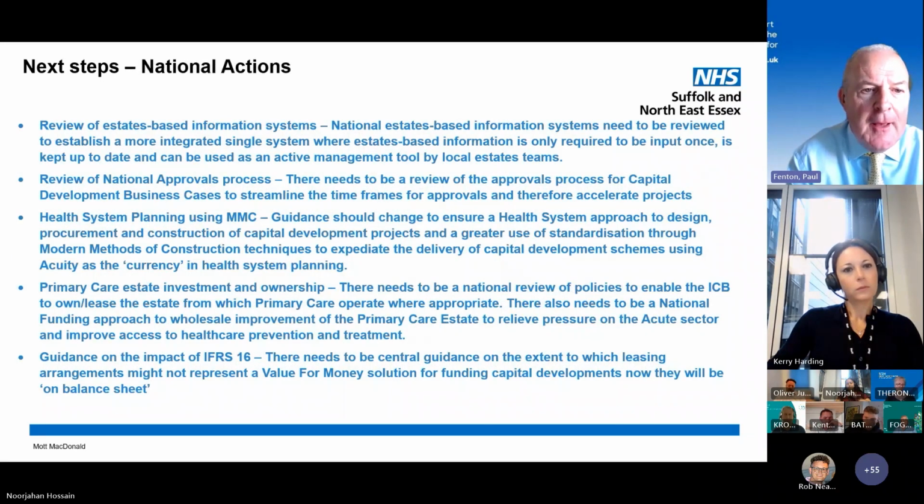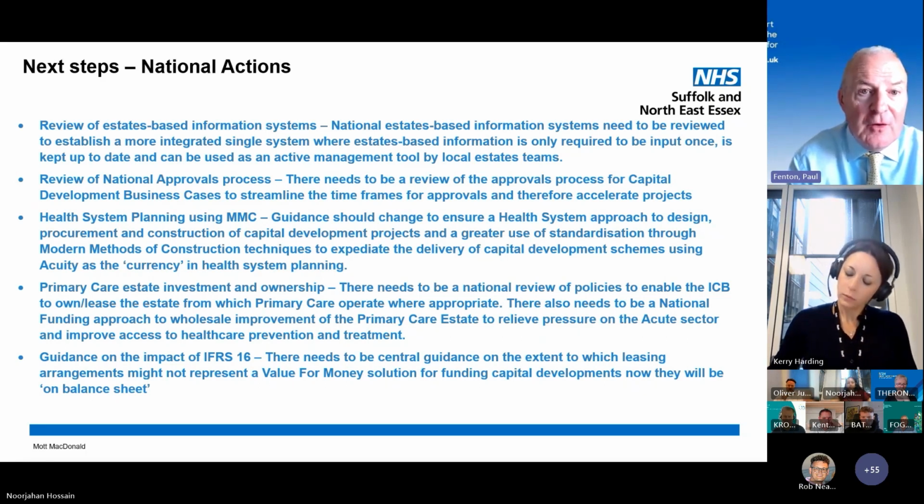National actions. There is no single point of truth, quite frankly, with regards to estate area information. It's held in SHAPE, it's held in ERIC, it's held in model hospitals and CAFM systems. So some of these actions we're pushing up to NHS England to say, we think you need to review these. Review of the national approvals process. We know that can take some time to get this status through the approvals process. Health system planning. We think guidance should change to ensure a health system approach to design rather than individual providers developing their estate.